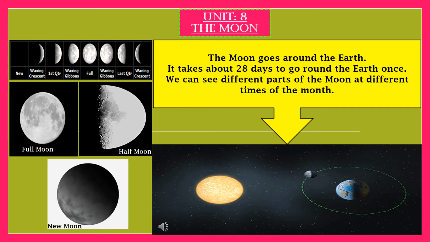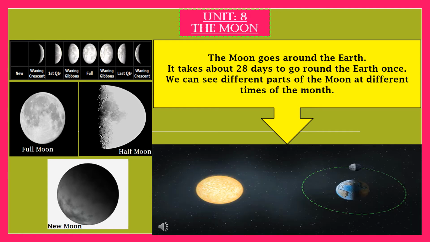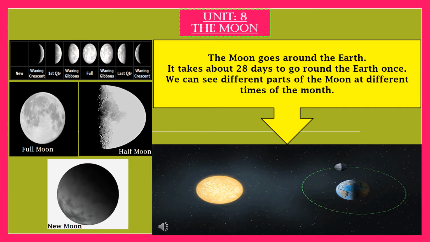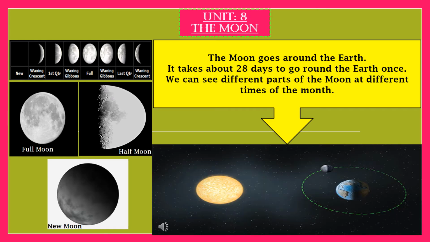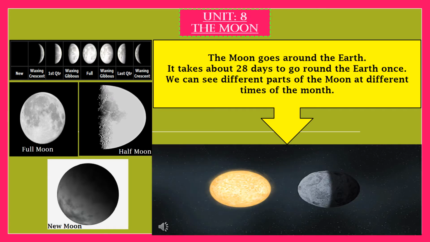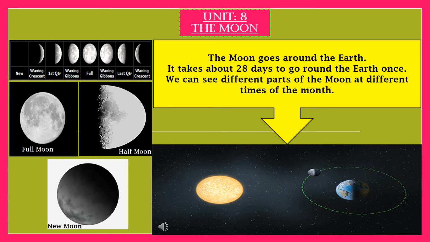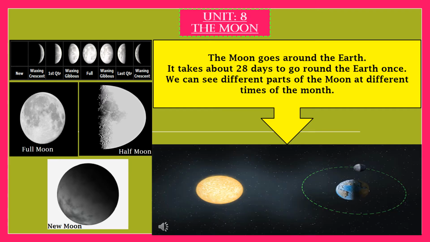Then you can see in the second picture, that is waxing crescent. When this white, crescent-shaped part is reflecting sunlight, we can see this shape of the moon. The moon is all round here also, but we are only able to see this part of the moon. Next is first quarter.